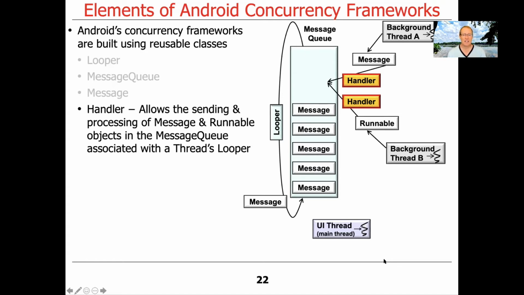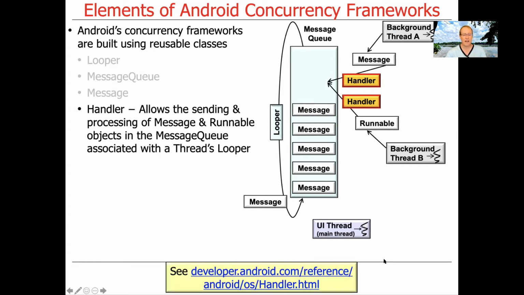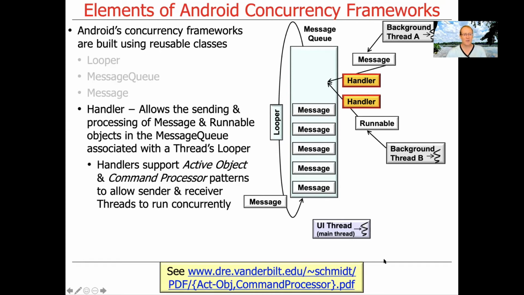It basically is used to process these messages or runnables that are given to it through the message queue that's associated with a thread's looper. So now you can start seeing all these pieces coming together here. Handlers are how you pass messages or runnables to a message queue, and then the looper is used to pull the messages off and run them in the context of a thread of control. And you can read more about handler here.